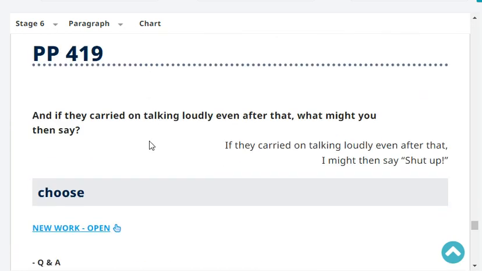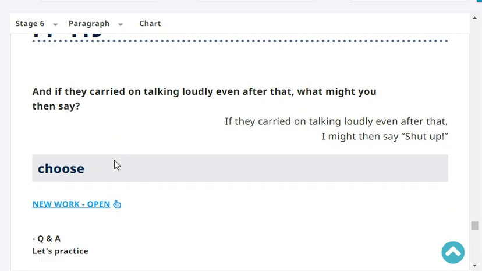And if they carried on talking loudly even after that, what might you then say? If they carried on talking loudly, even after that, then I might say, shut up. Very good.